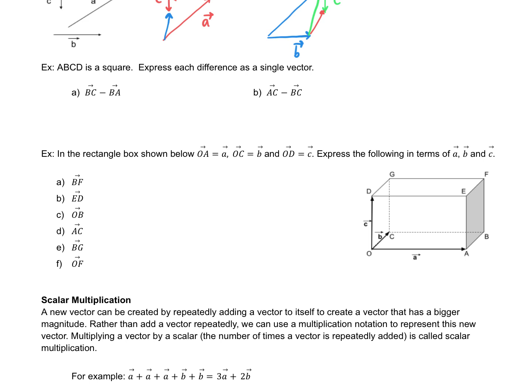Okay, ABCD is a square. Express each difference as a single vector. We could do this visually, or we can manipulate our vectors. I really like that commutative property. I would like to set all of these up so that they're the sum of vectors and have them arranged nicely head to tail. So first thing I'm going to do, if I want to turn this into addition, I can always turn BA into its opposite vector. So instead of BA, I can write negative AB. And we know 2 negatives make a positive.